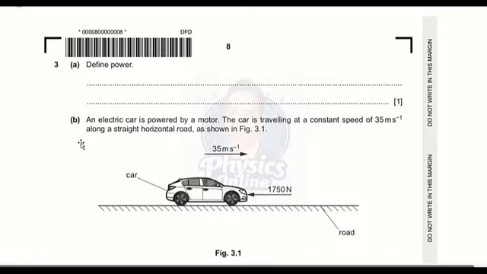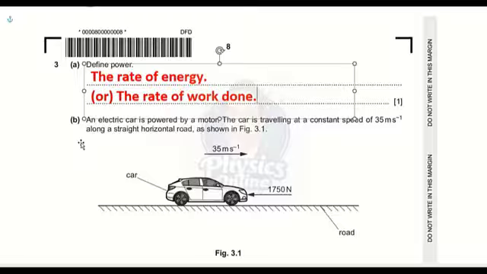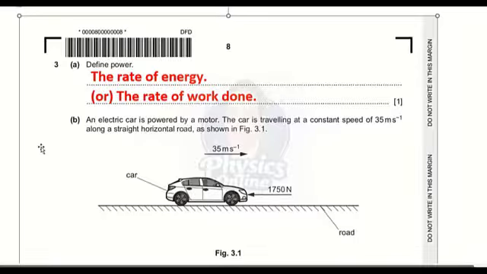Define power. Power is the rate of energy, or the rate of work done. You can use, of course, the energy per unit time or the work done per unit time. Same answer.